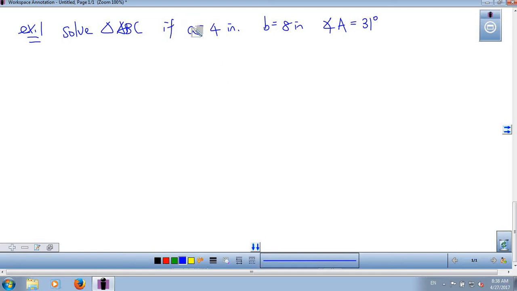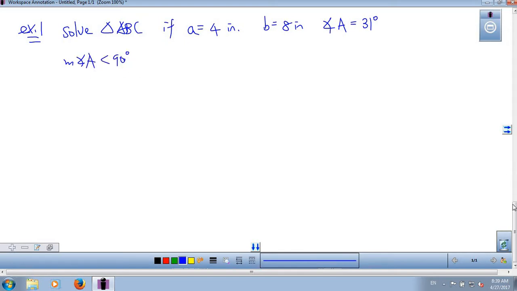So let's first take a look at the situation here. The angle given to us is angle A. So the opposite side is little a, and the adjacent side is little b, the side next to angle A. And this is an acute angle. So we have to compare a and b. a is definitely less than b. So the measurement of angle A is less than 90 degrees, right?